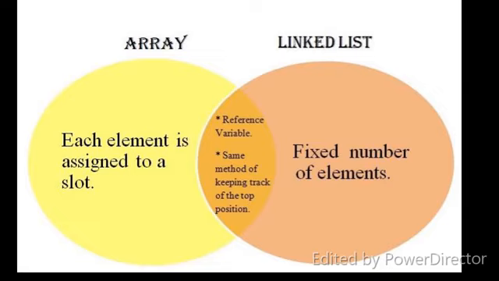In stacks, the difference between array and linked list is that in an array each element is assigned to a slot and has a fixed number of elements, while their similarities are the reference variable and the same method of keeping track of the top position.